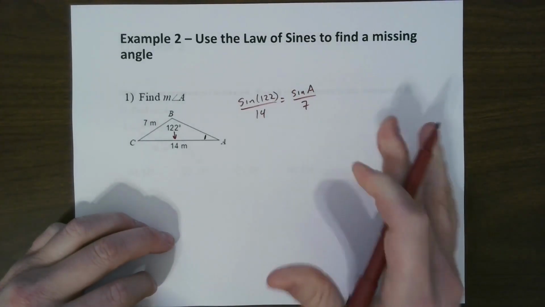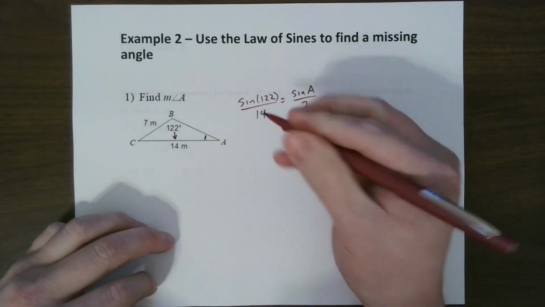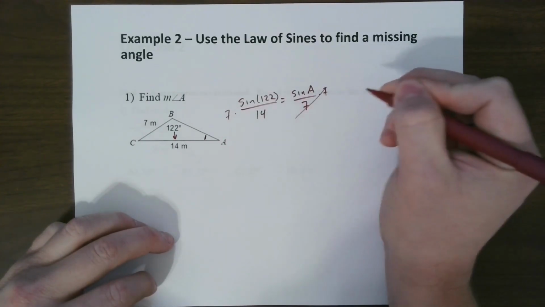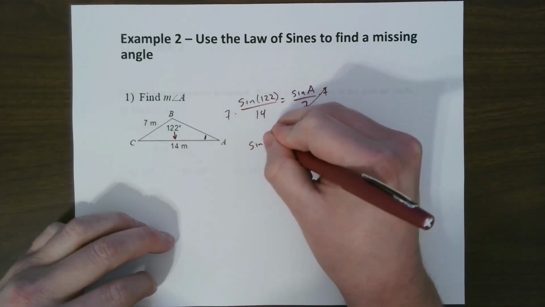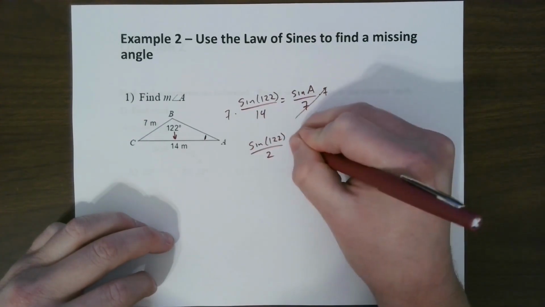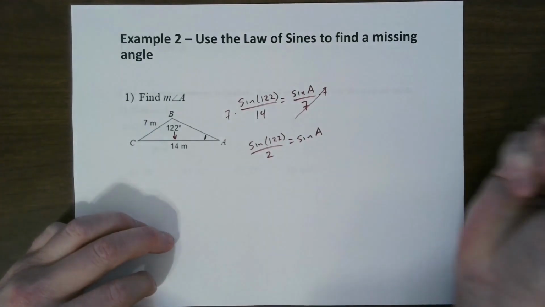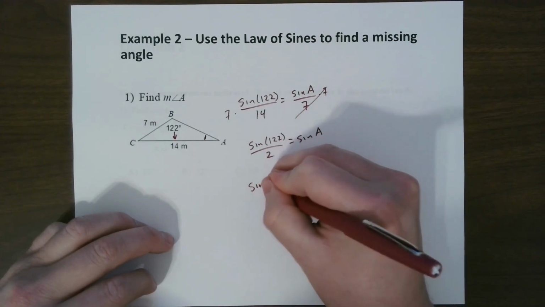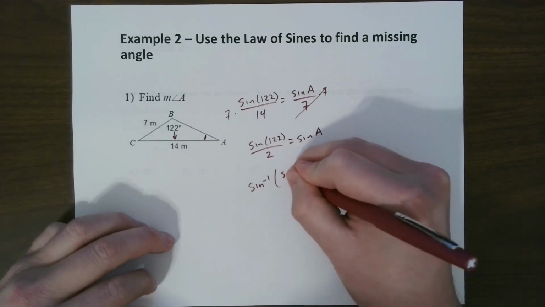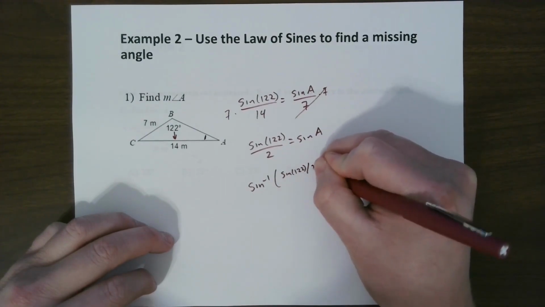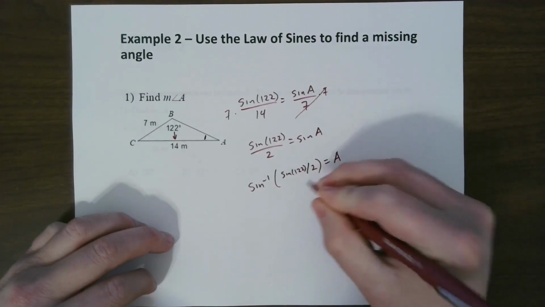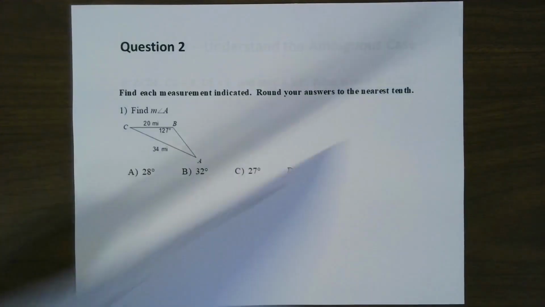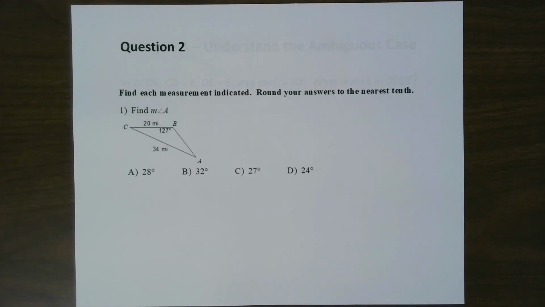And now we're going to rewrite this and solve for sine. Well, it's easy. We just put 7 next to here. So we multiply both sides by 7. So this will reduce to 2. So sine of 122 over 2 equals sine of A. Now, we can plug this in the calculator, get a decimal, and then go, but I prefer to type it in all at once. So we do the sine inverse of sine of 122 divided by 2. And that will give us our answer, which ends up being 25.1 degrees. Go ahead and try this problem.